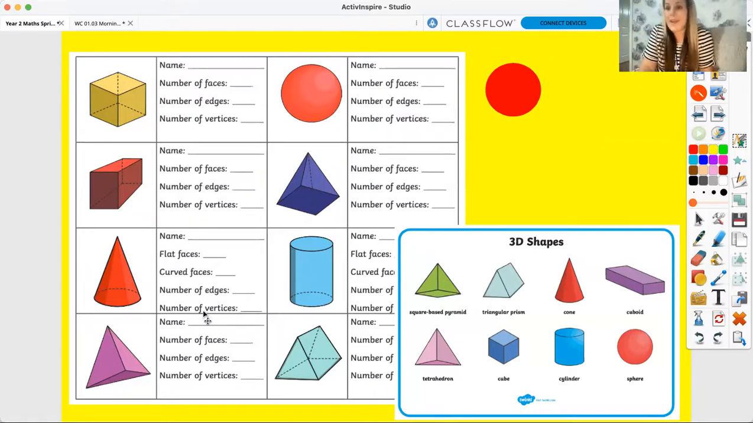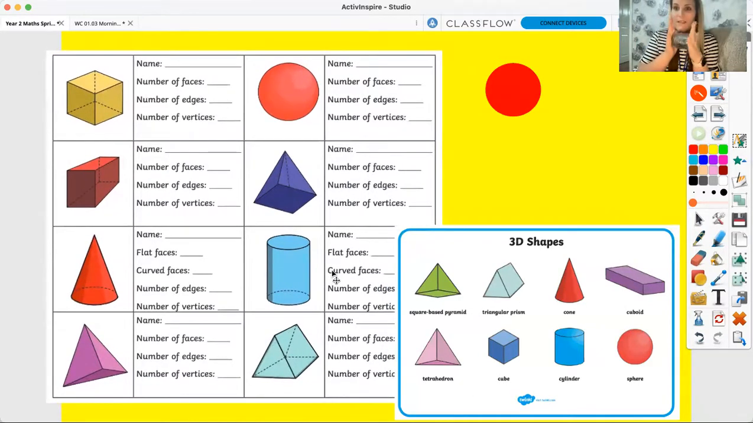So Miss Vaughan hasn't got any shapes at home, but I have got some things at home that are similar to the shapes we are looking at. So Miss Vaughan's candle holder looks a bit like a cylinder, and any tube really looks like a cylinder. So I can count how many flat faces it has. It has 1, 2, a circular one at the bottom and a circular one at the top. It's got 2 flat faces and 1 curved face.